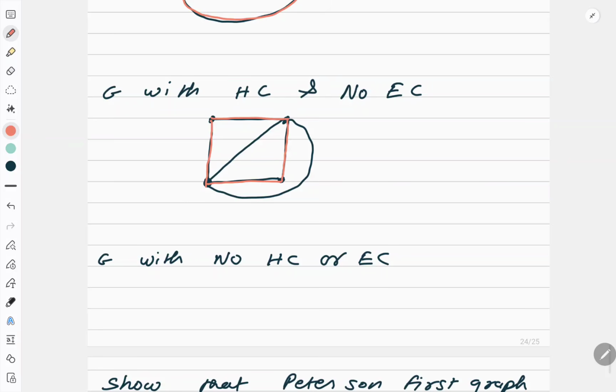Now a graph with no Hamiltonian cycle or Euler circuit. This is simple. So I don't have a cycle. When they are saying no Hamiltonian cycle, make a graph which does not have a cycle. So this is a graph without a cycle, very easy. And then an Euler circuit also I cannot make here, correct?